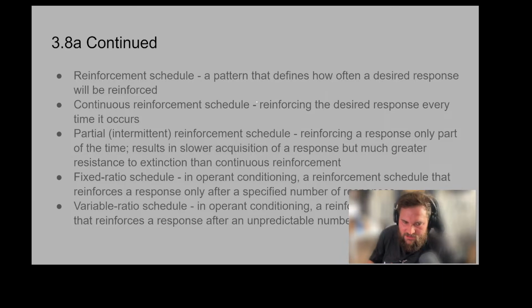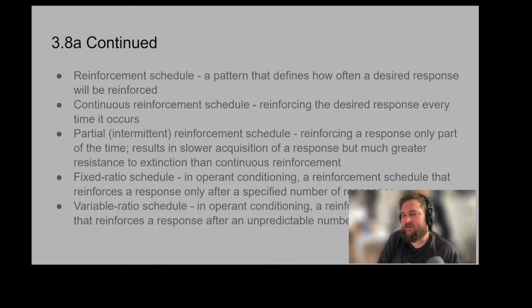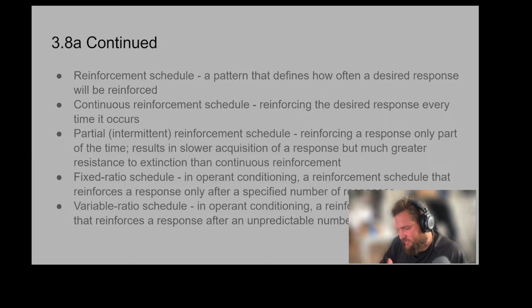So every time a dog sits, you give it a treat. It leads to quicker extinction, though. So you've got to find a different reinforcement schedule. The best one is variable interval, because they don't know when it's going to happen, so they perform their best the whole time. Partial, intermittent reinforcement schedule, fixed ratio schedule. Fixed means the same every time. Ratio means responses. Variable means changing. Variable ratio is a variable amount of responses.